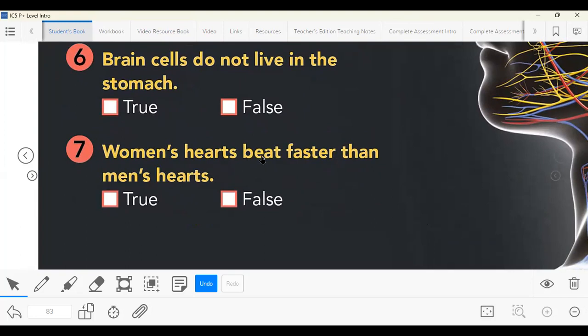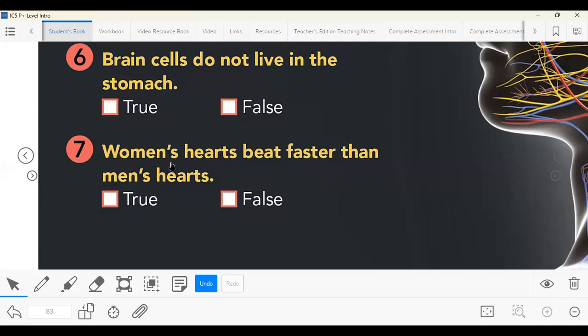Women's hearts beat faster than men's hearts. Okay, it's women's. Yes, because this is an irregular plural, guys. The singular noun is woman. The plural of woman is not womans, right? It doesn't exist. The plural of woman is women. The pronunciation is like that. Women, okay? The plural.